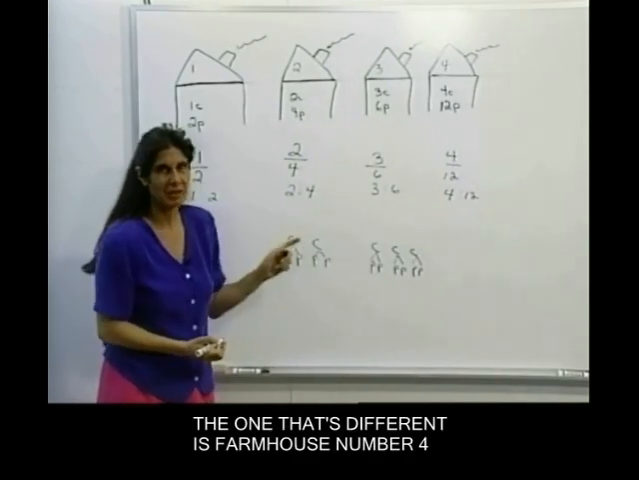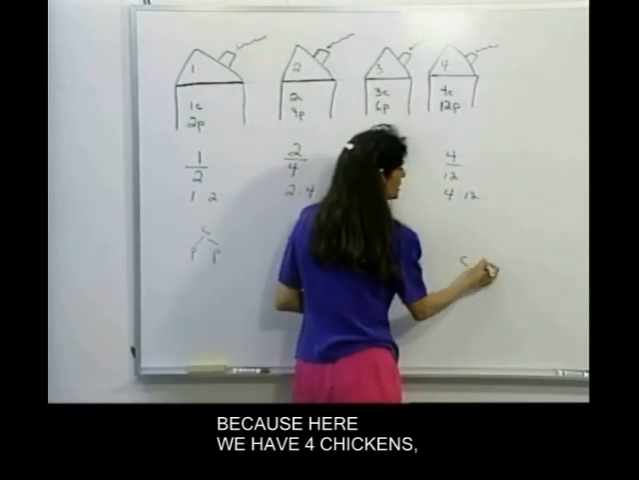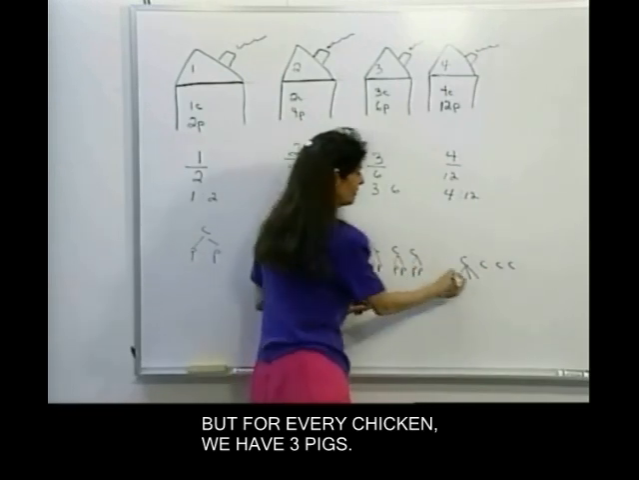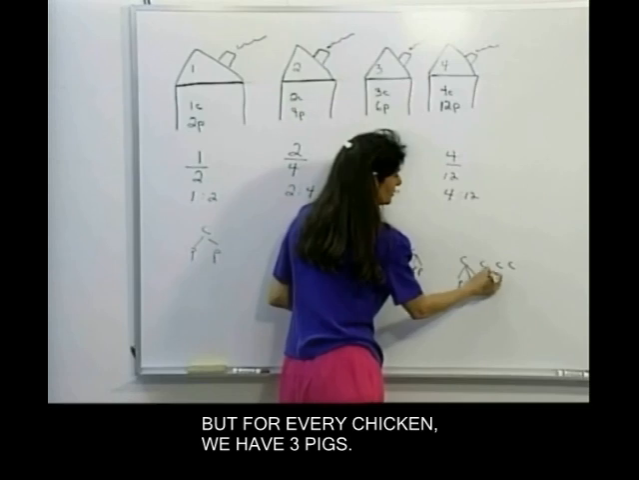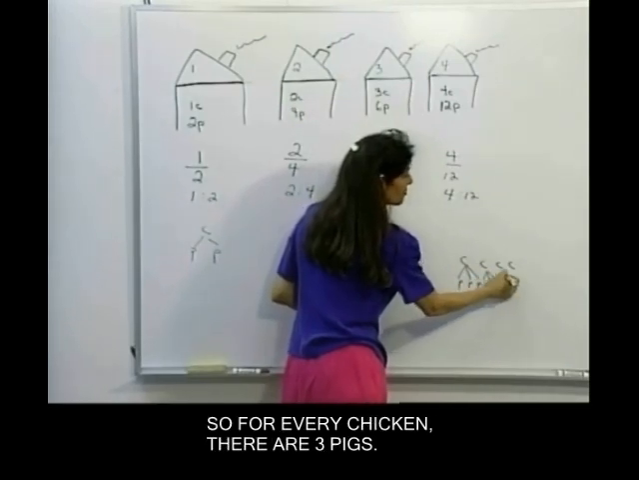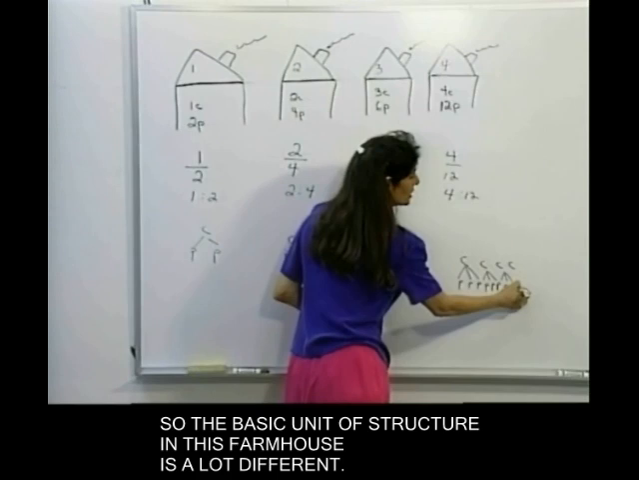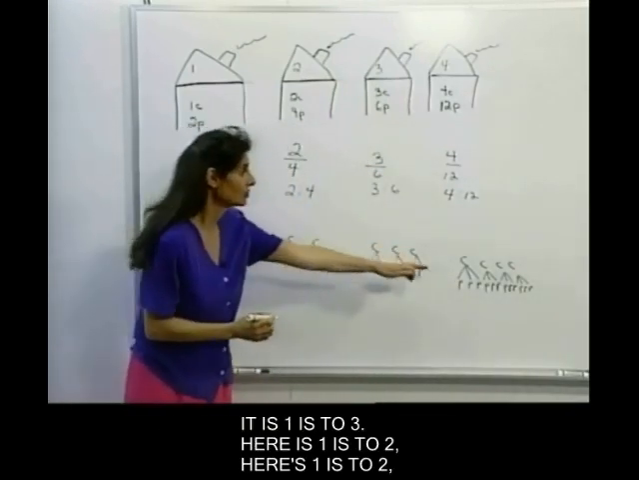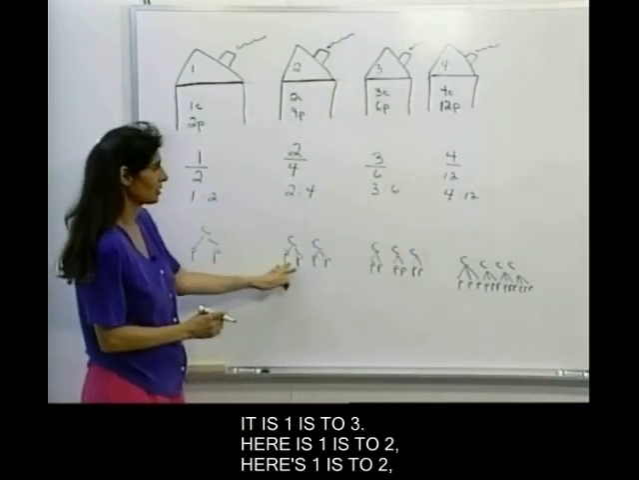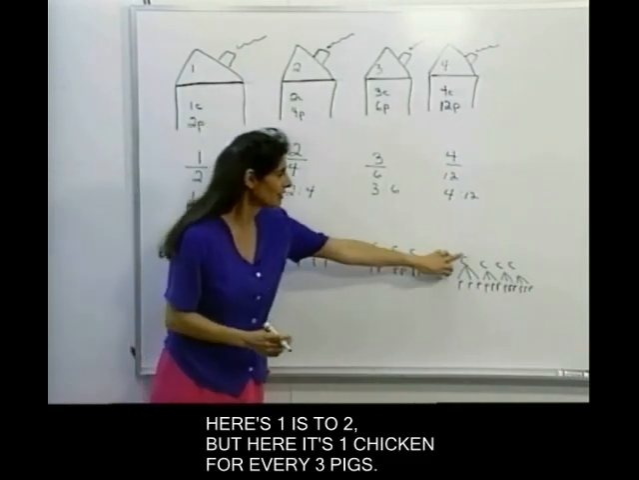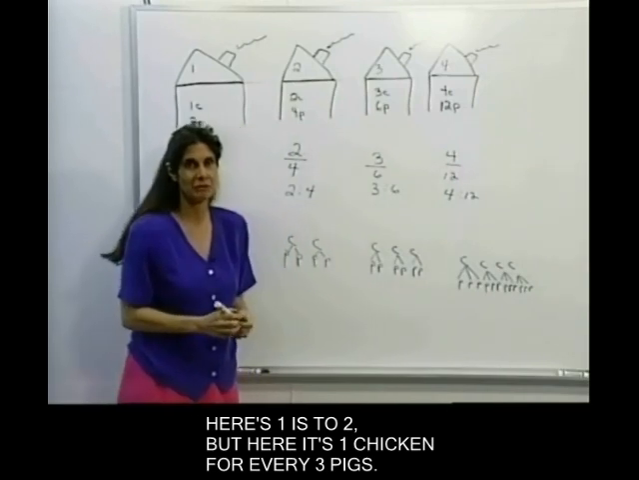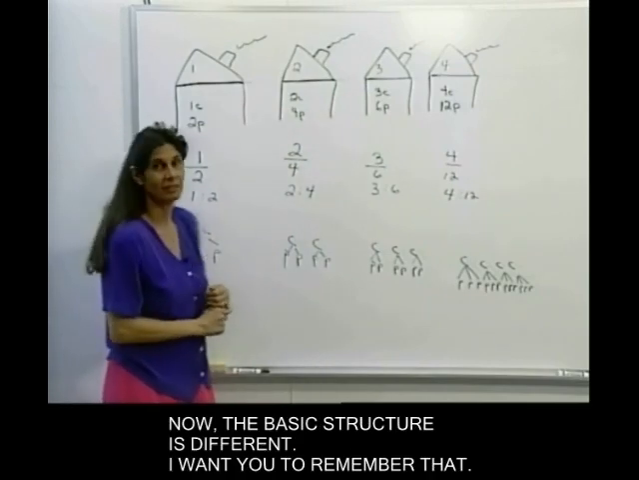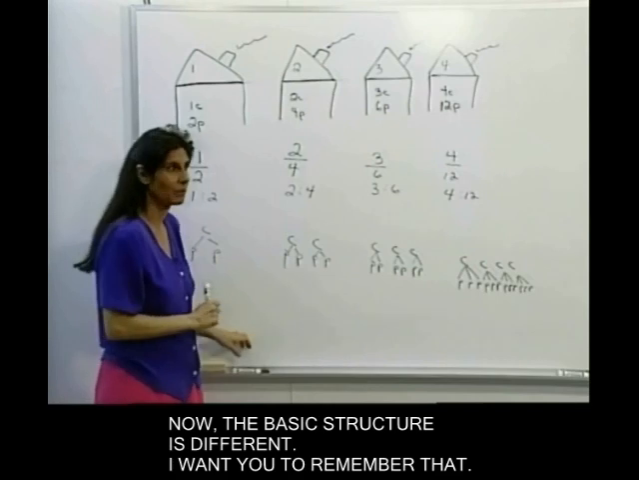The one that's different is farmhouse number 4, because here we have 4 chickens, but for every chicken, we have 3 pigs. So the basic unit of structure in this farmhouse is a lot different. It is 1 is to 3. Here is 1 is to 2, here's 1 is to 2, here's 1 is to 2. But here it's 1 chicken for every 3 pigs. So farmhouse number 4 is the one that is different. The basic structure is different. I want you to remember that.